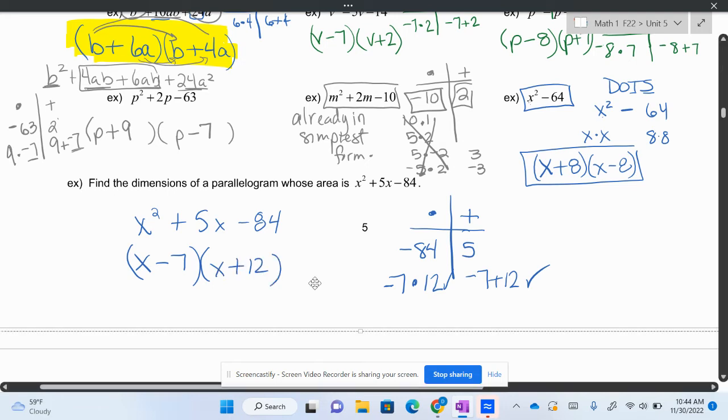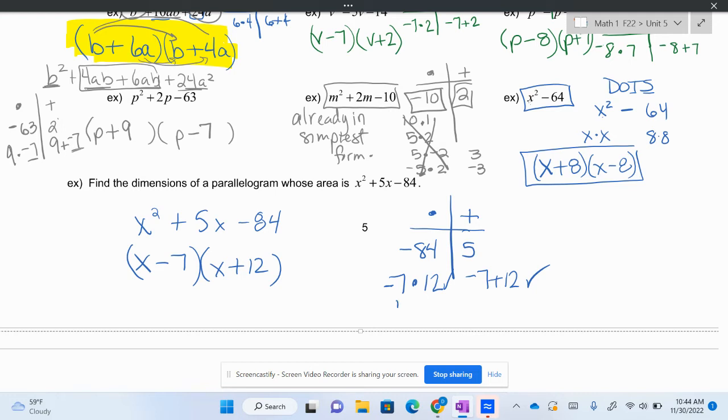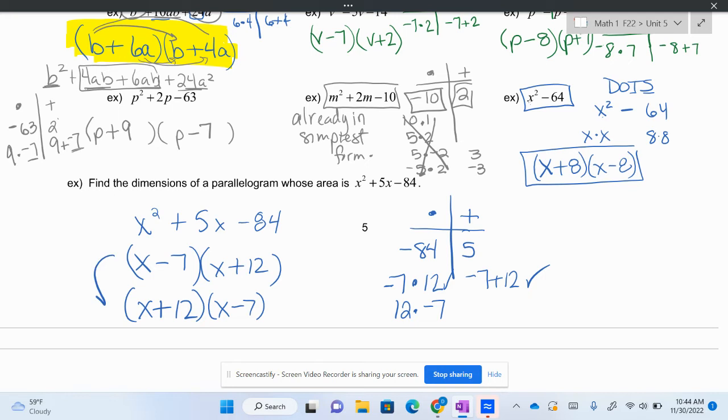Now, what if you had found your factors and you wrote it as 12 times negative 7? Is x plus 12 times the quantity x minus 7, are these the same thing? Yes, they are, because remember, with multiplication, you can change the order. 2 times 8 is the same thing as 8 times 2.